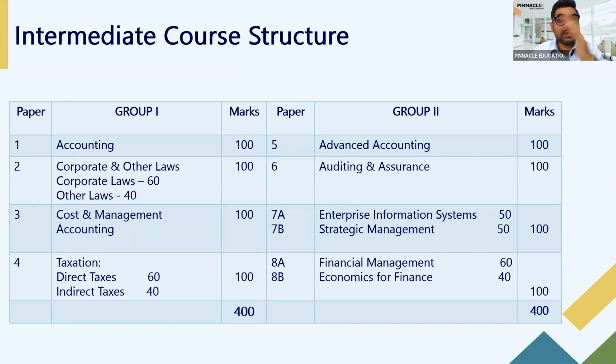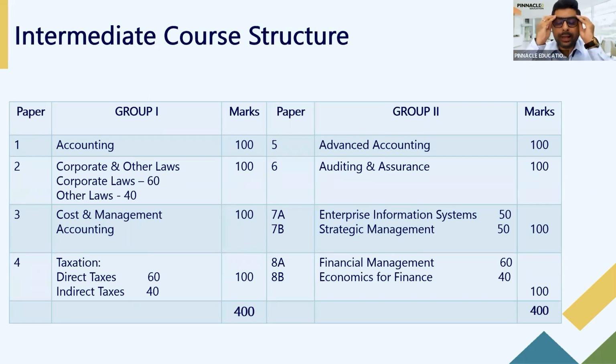As you can see on your screens, group one on the left has got four papers. So there's a 100-mark paper in accounting, a 100-mark paper in corporate and other laws, a 100-mark paper in cost and management accounting, and then a 100-mark paper in taxes, which has direct taxes and indirect taxes both. Now, out of these four, you have done accounting and you have done law in your CA Foundation, but of course, costing and taxation is absolutely new.